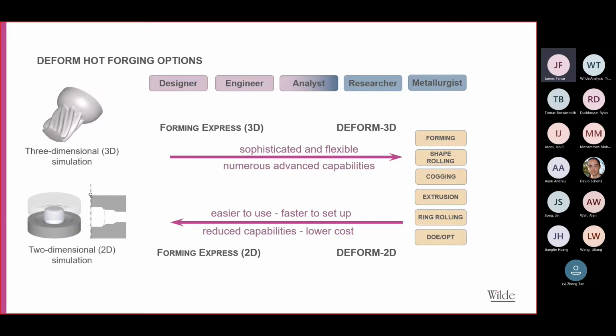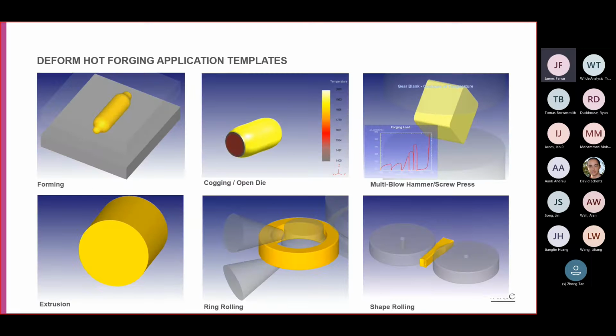And with 2D and 3D, we also have these hot forming application modules. So forming, shape rolling, cogging, extrusion, ring rolling, and there's also the design of experiments which can tag onto that as well. So we're going to cover some of these applications and modules and give a demonstration. So typically, the most common one used by DEFORM users is forming.